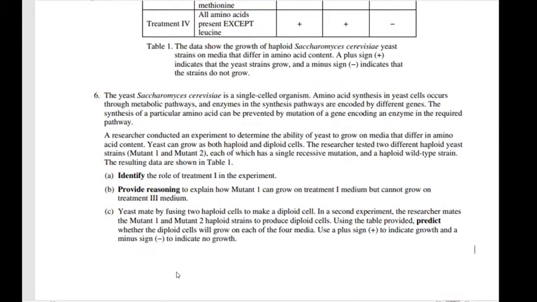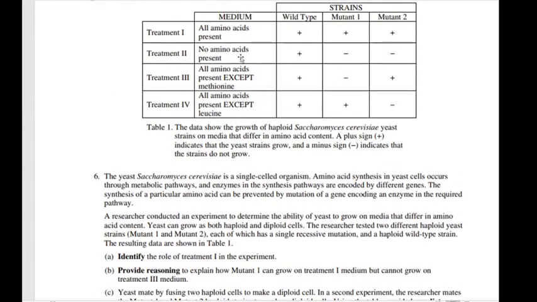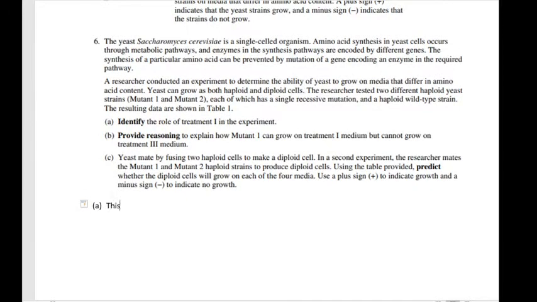So the first part, identify the role of treatment 1 in the experiment. Treatment 1 has all of the amino acids present. So these are all of the amino acids that are needed. So this should serve as a control. All of the yeast, regardless of their deficiencies in synthesizing amino acids, should grow on this. So treatment 1 serves as a control. All of the yeast strains should be able to grow under these conditions.